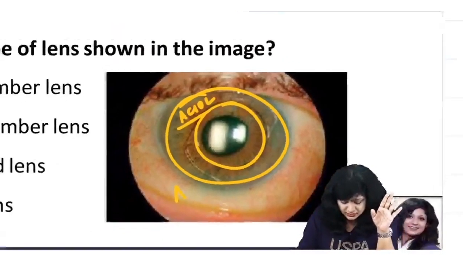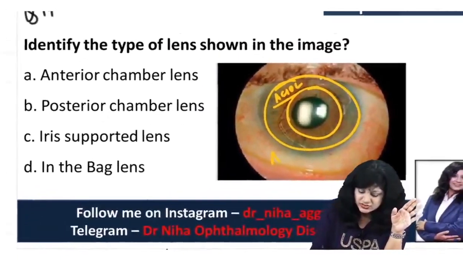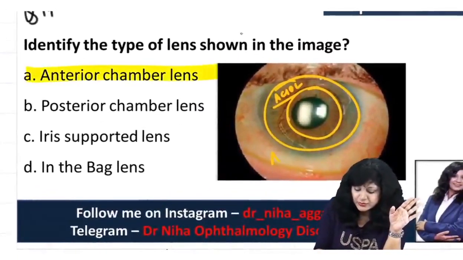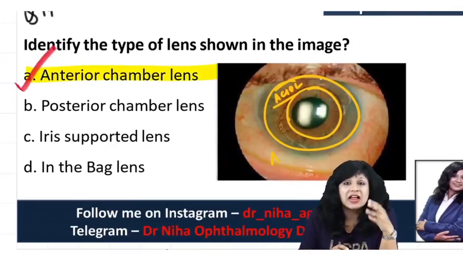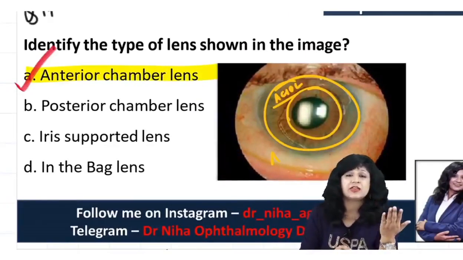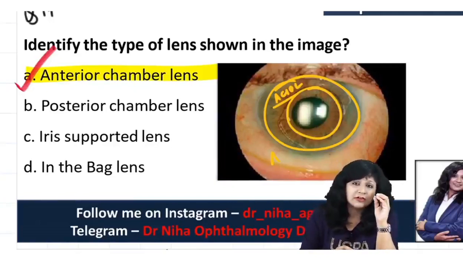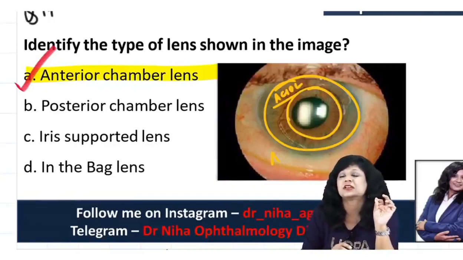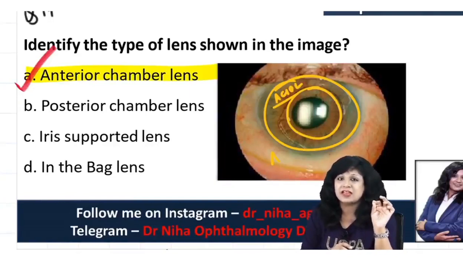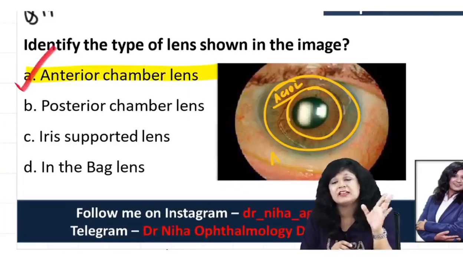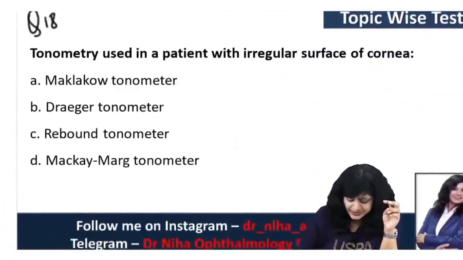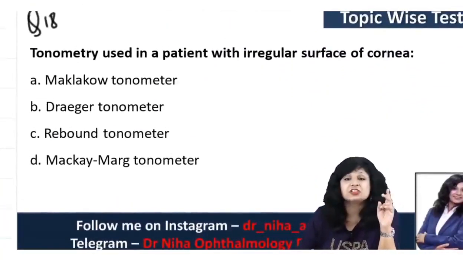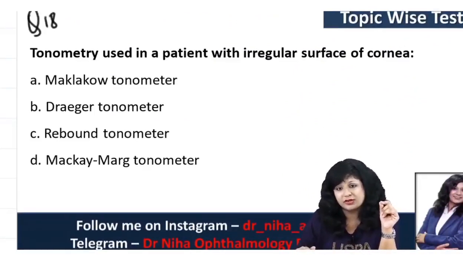So nothing to be panicky about. This is just an AC IOL because you are able to see it anterior to the iris. And don't start following the IOLs, looking at so many pictures, because only very basic things would be asked in AC IOL and PC IOL, because beyond that it is going into the PG scope.